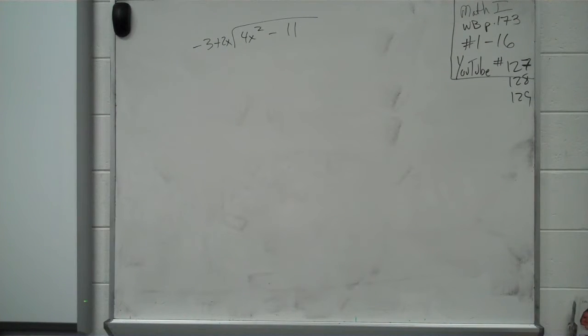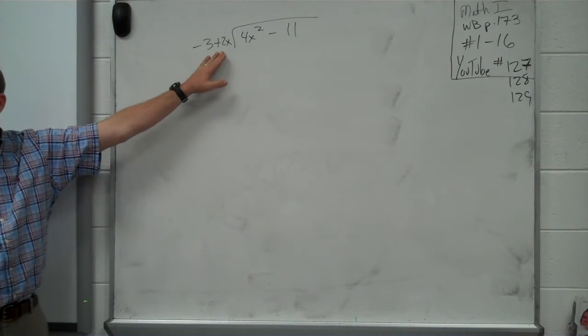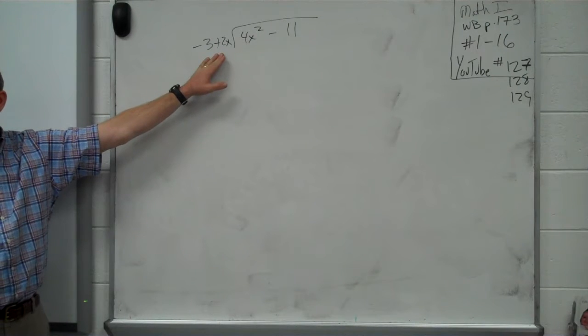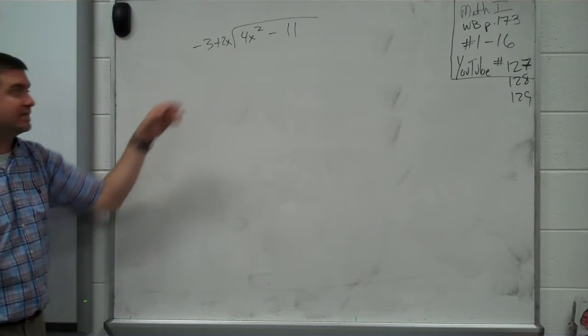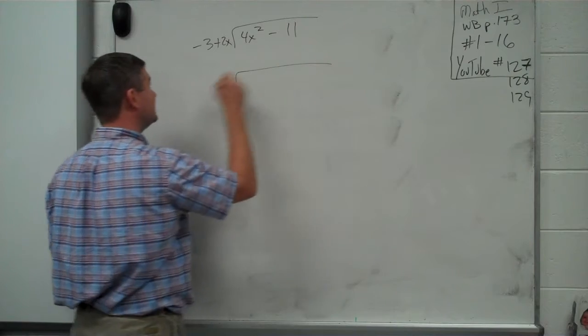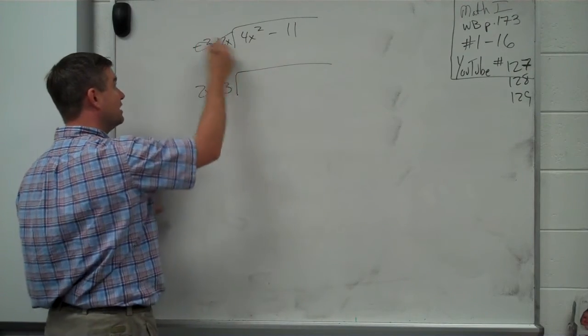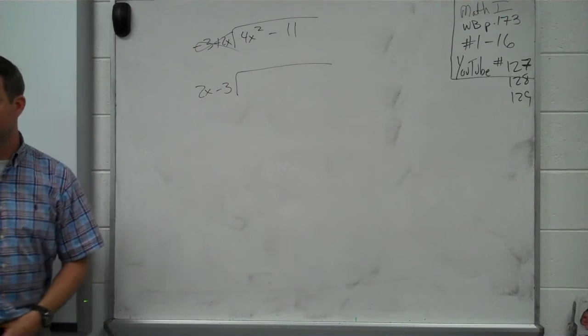Okay, what do you notice first that is wrong? What's wrong out here? It's not in descending order, right? It's got the number in front of the x. So immediately I can change that and say 2x minus 3, and that's good. That was no big deal.